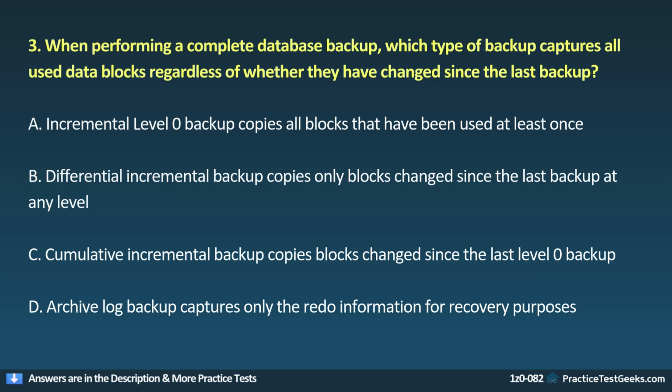B. Differential incremental backup copies only blocks changed since the last backup at any level. C. Cumulative incremental backup copies blocks changed since the last level 0 backup. D. Archive log backup captures only the redo information for recovery purposes.